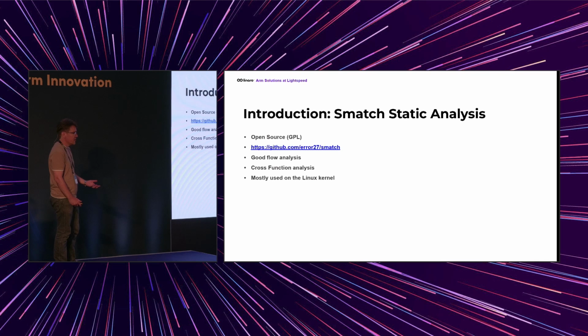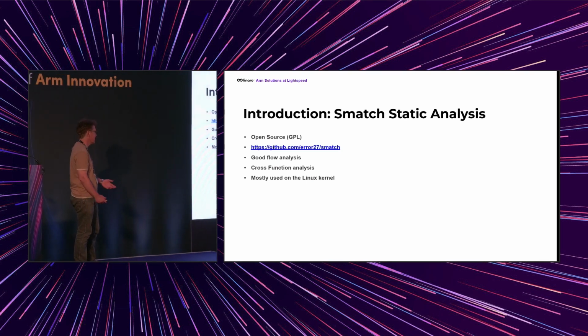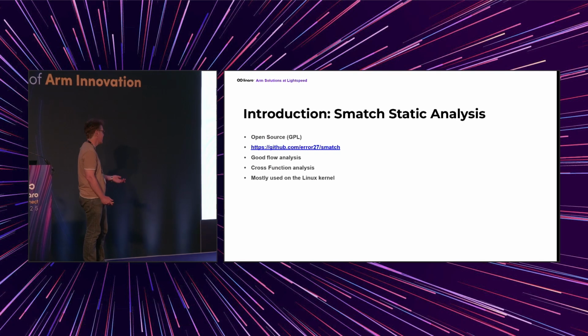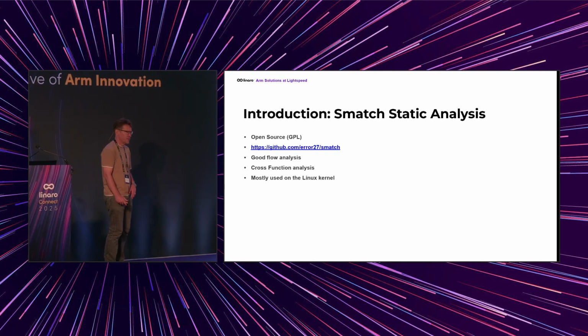What makes it unique, maybe, in open source is that it's got very good flow analysis and it's got cross-function analysis. It's mostly used on the Linux kernel, but you could use it on any C code if you wanted to, probably.